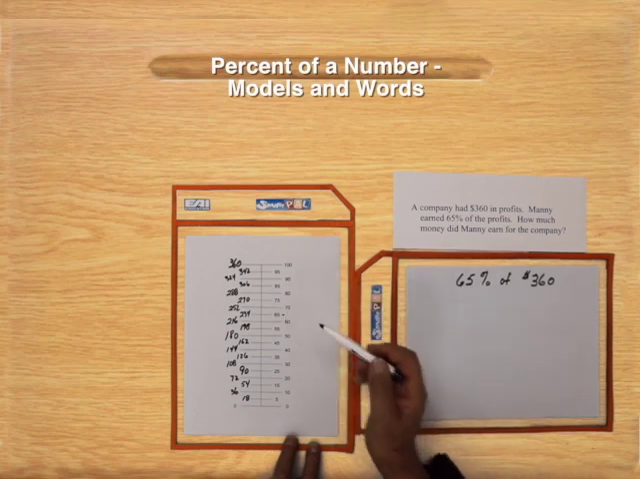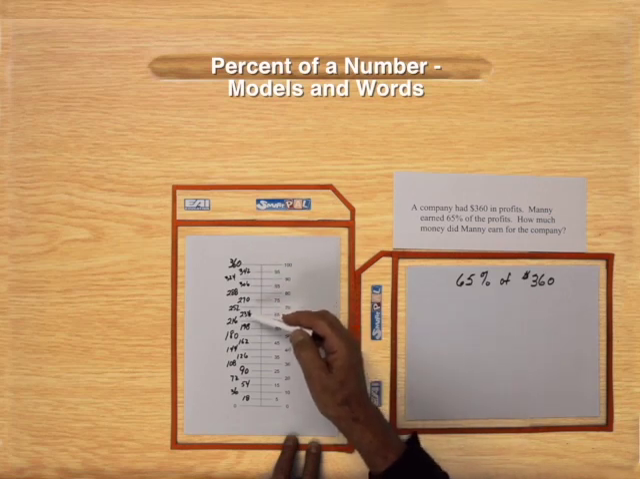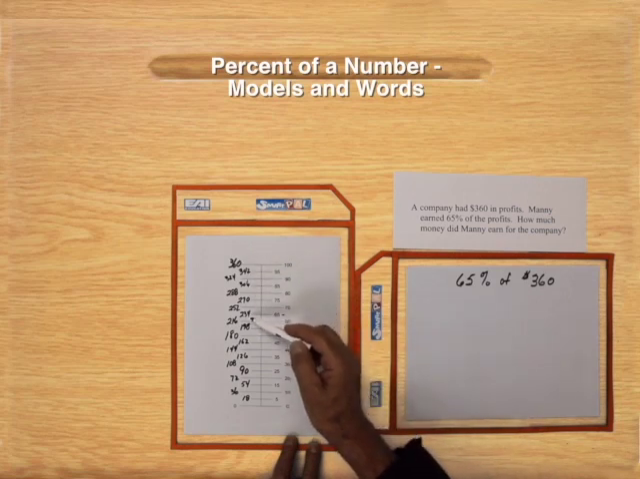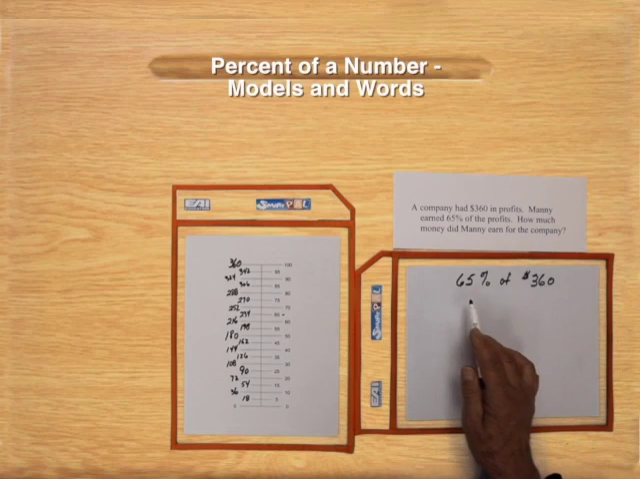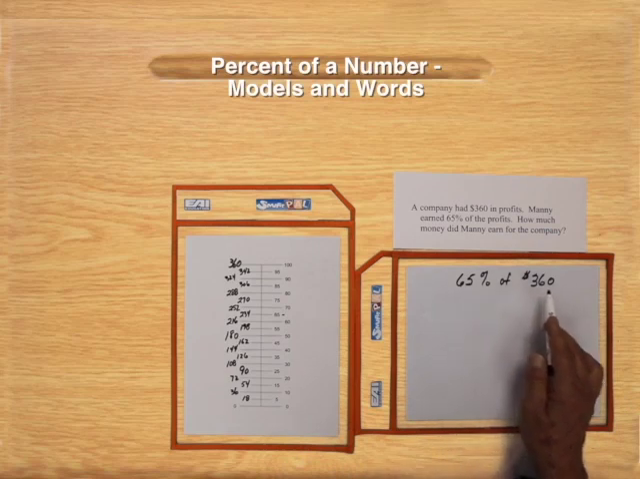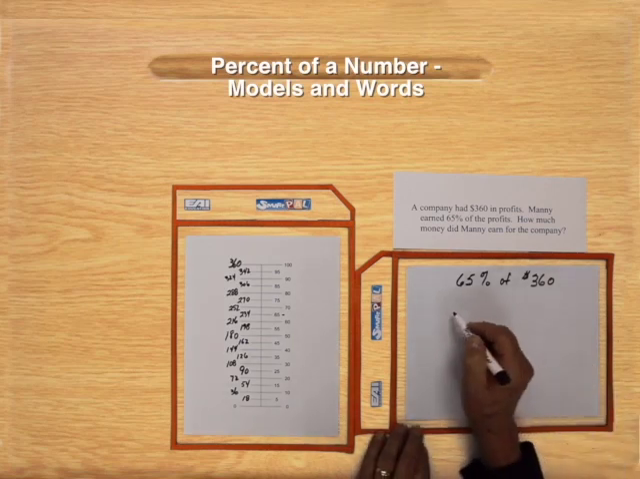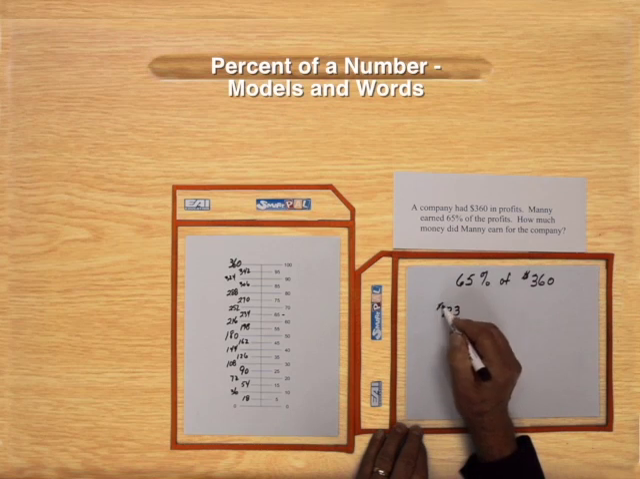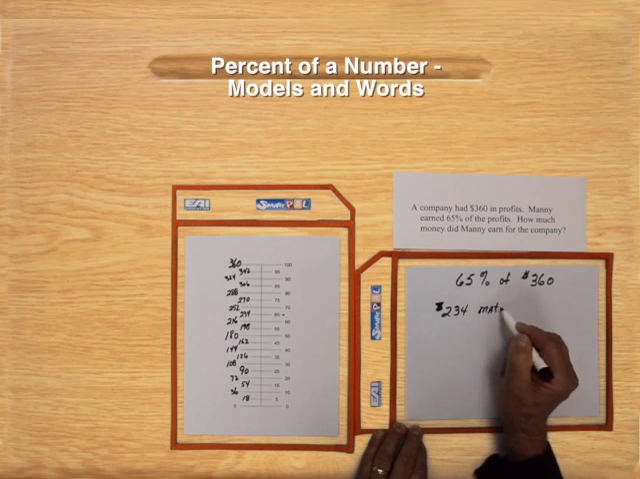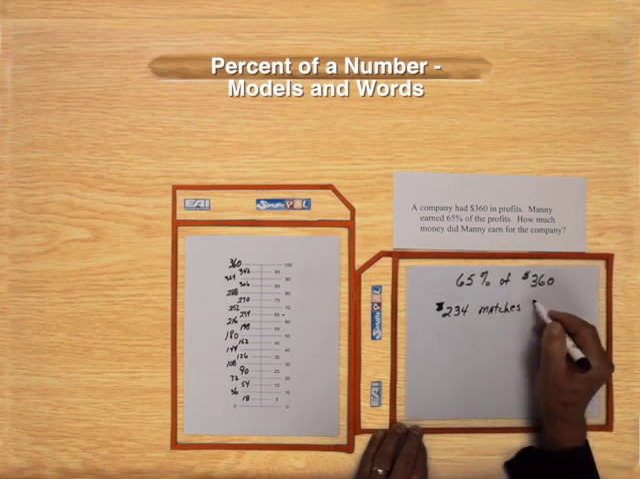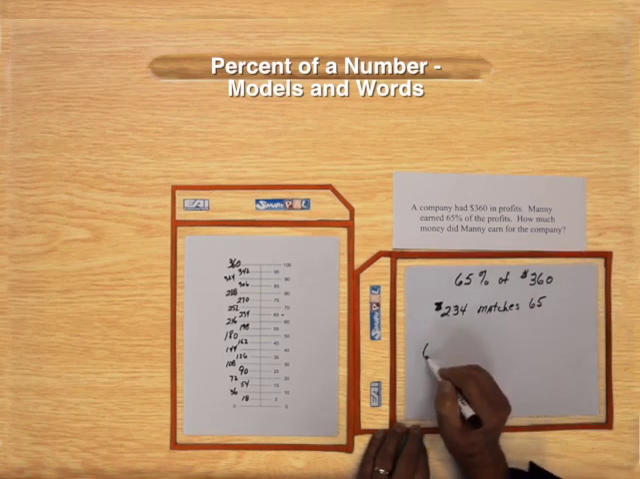So now the question is, when we compare 100 to 360, what number is going to be matched up with 65? And it turns out that 234 matches up with 65. So when we ask the question, what is 65% of 360? Our answer is going to be 234. So $234 matches 65 on the scale.